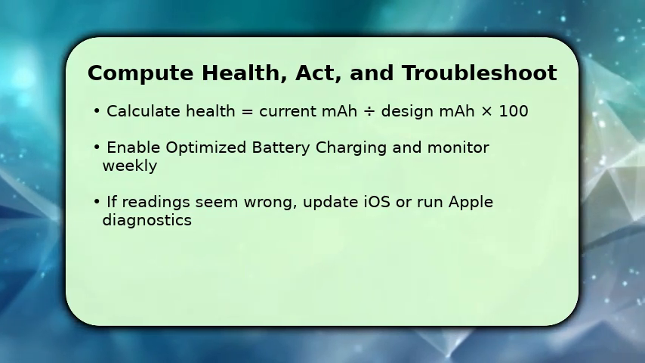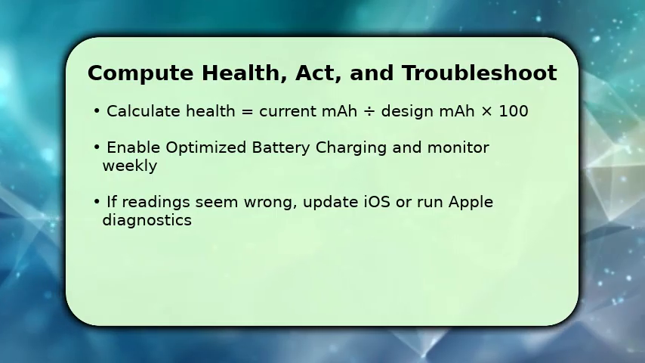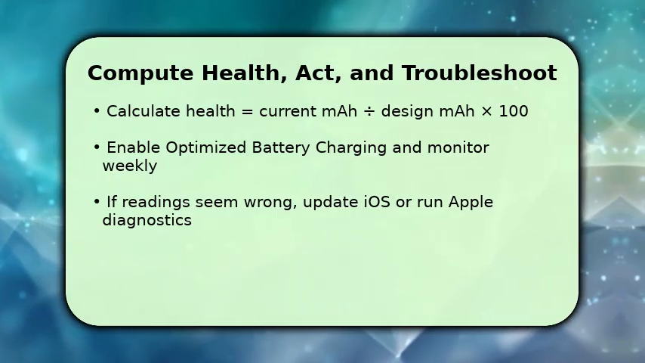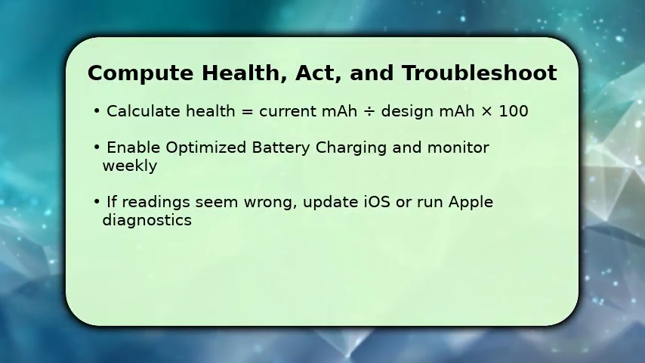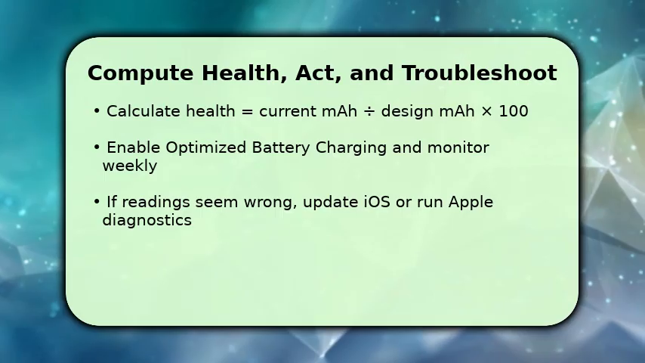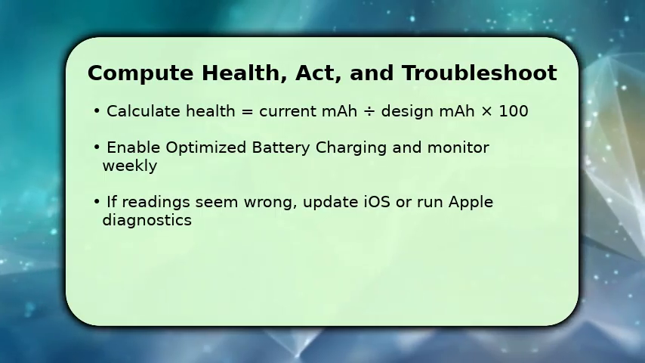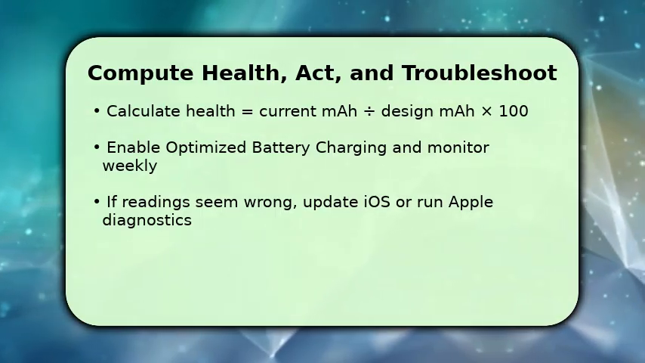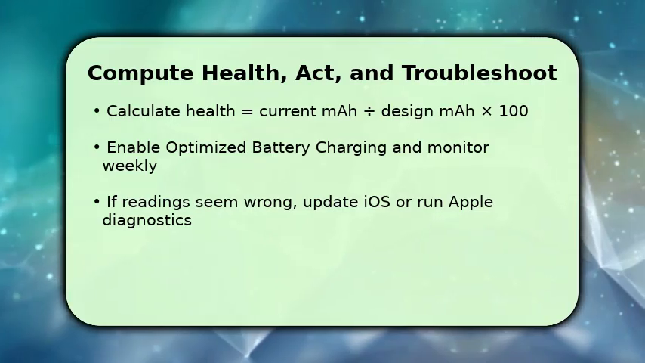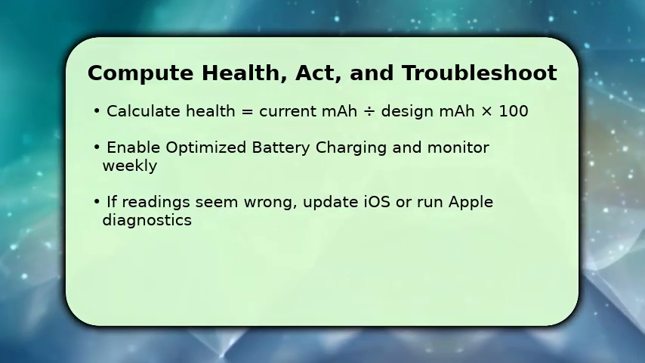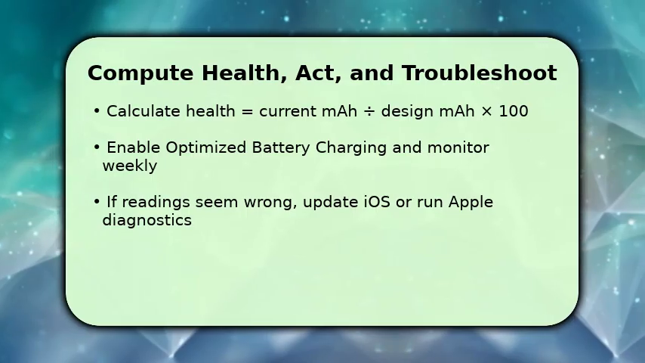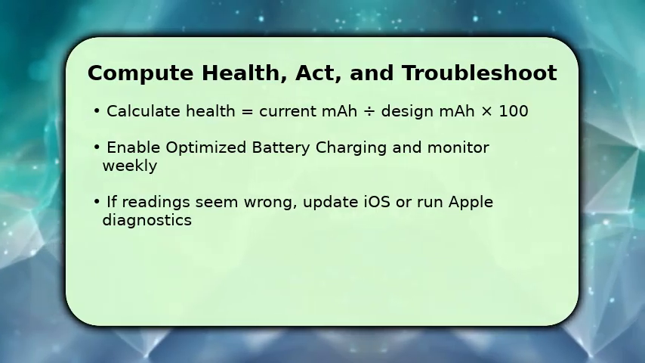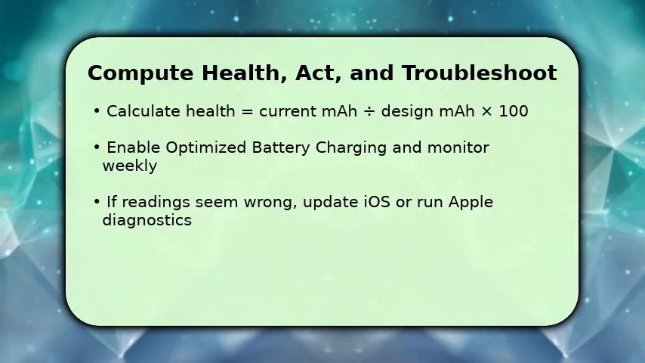Finally, calculate battery health and take action. If you have current capacity in mAh, divide it by the phone's design capacity and multiply by 100 to get health %. Otherwise, use the maximum capacity % shown. Once done, enable optimized battery charging, monitor trends weekly, and plan replacement if under about 80%. If numbers look inconsistent, force restart, update iOS, or run Apple Diagnostics. If still off, contact Apple support for an accurate hardware test.